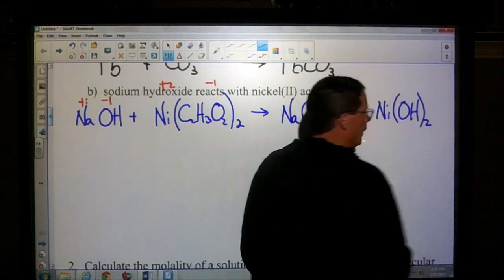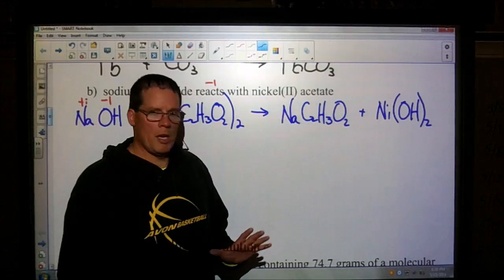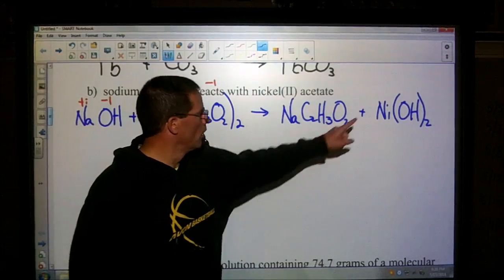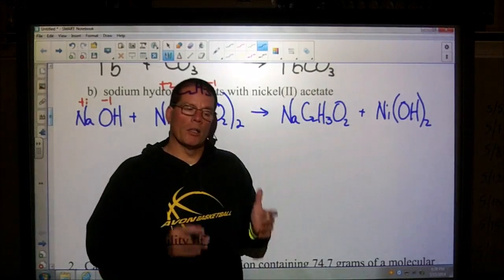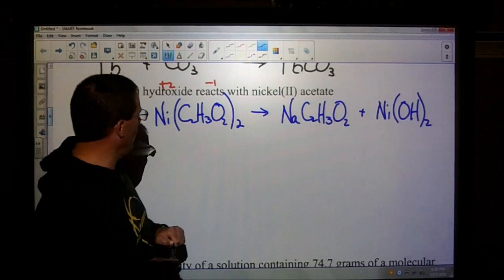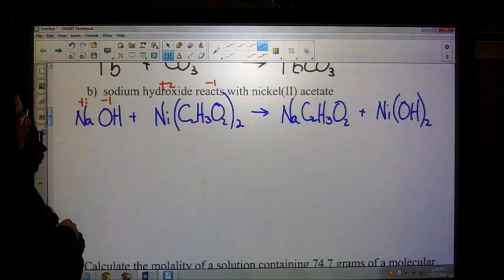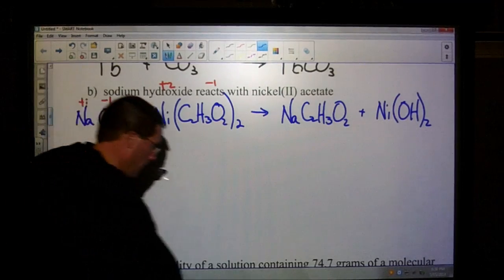So indicate it. Don't forget to put the parentheses around the hydroxide. I see too many of you just writing a 2 because there is no subscript. Anytime you need to represent more than one polyatomic ion, put parentheses around it. Okay, so let's check and see how many of each we have. So we do not have the same number of atoms on both sides. I'm going to tell you that right now.